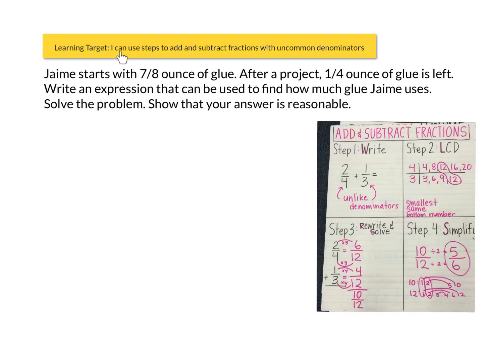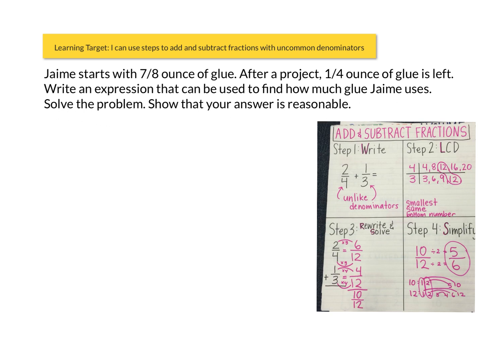Okay, today we are going to use steps to add and subtract fractions with uncommon denominators. In this example, Jamie starts with 7/8 ounce of glue. After a project, 1/4 ounce of glue is left. Write an expression that can be used to find how much glue Jamie uses. Solve the problem. Show that your answer is reasonable.